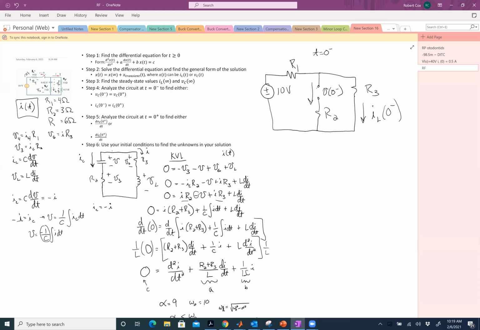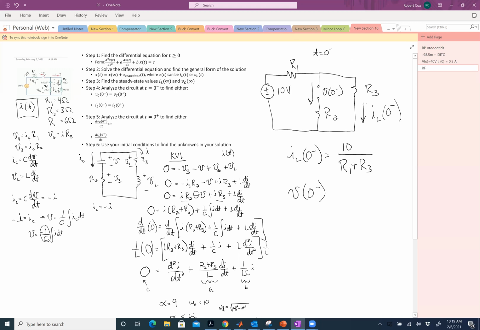So that means there's no current in that branch with R2. So I can see right now that IL of 0 minus, there is current in that outer branch. IL of 0 minus is going to be 10 volts divided by R1 plus R3. And if I look at the capacitor voltage, because there's a current flowing in this outer loop, I basically have a voltage divider, and V of 0 minus is going to be the voltage across R3.